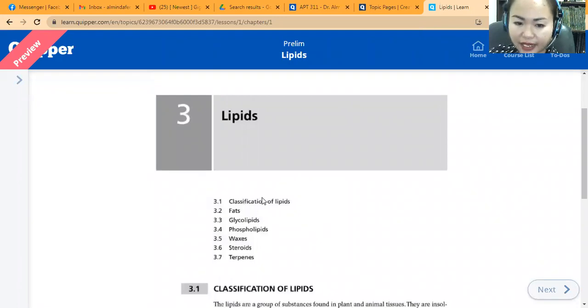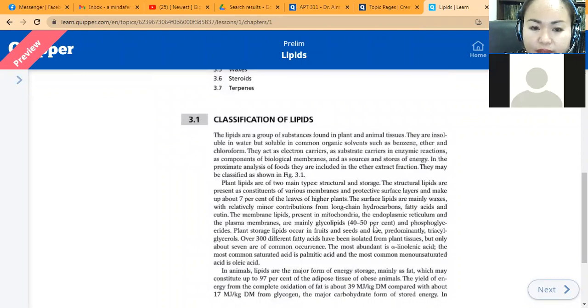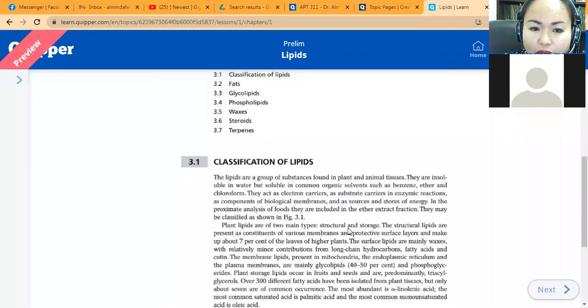These are classified based on the following: fats, glycolipids, phospholipids, waxes, steroids, and terpenes. These are common terms for us, right? When we say lipids, it is mostly the fats that are common to us, but it's not only fats, but also waxes, terpenes, and steroids.